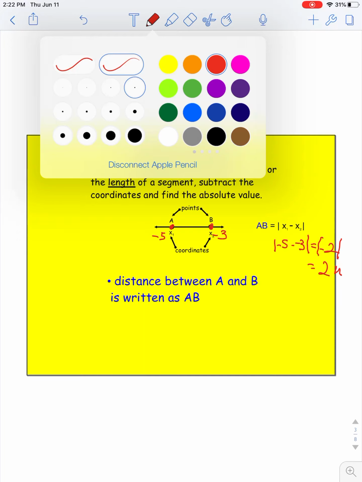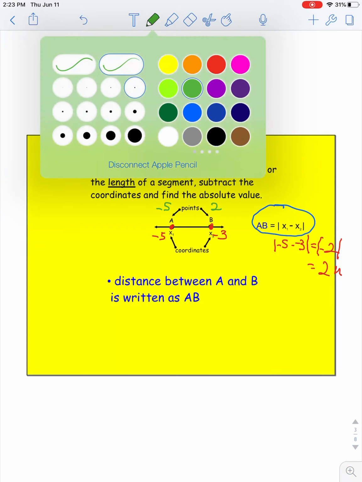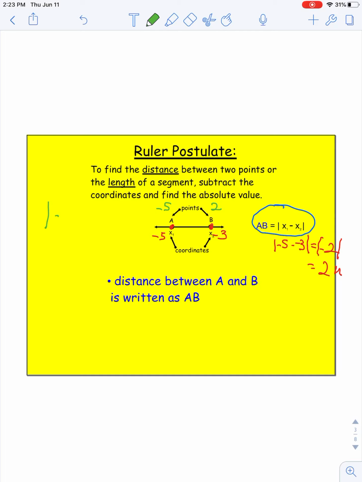Again, a lot of these are fairly straightforward, but if you have more complicated problems, like going from -5 to a point B at +2, or if you're looking at decimals, that's where this formula for finding the distance between points A and B comes in handy. You take the difference between the x coordinates and then take the absolute value. So in the example, we would take the absolute value of -5 minus 2, which is the absolute value of -7, which is equal to 7 units.